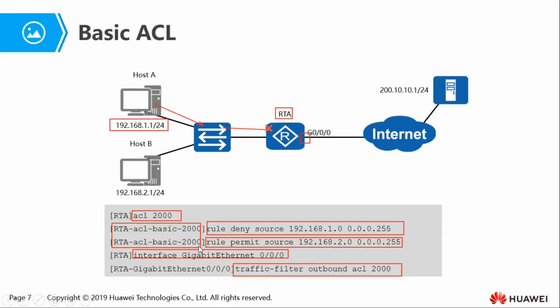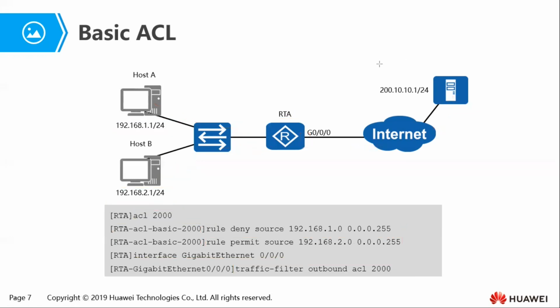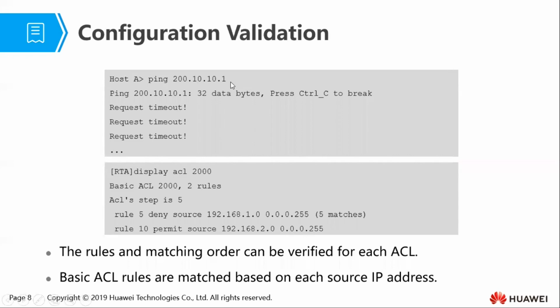On the other hand, the next rule is rule permit source 192.168.2. So host B here belongs to the .2 network. So generally packets from host B have been permitted. So this guy can be able to access the internet. And as such, they can be able to access that particular server. So that is an example of a basic ACL. Remember, with a basic ACL, it only uses the source IP address.